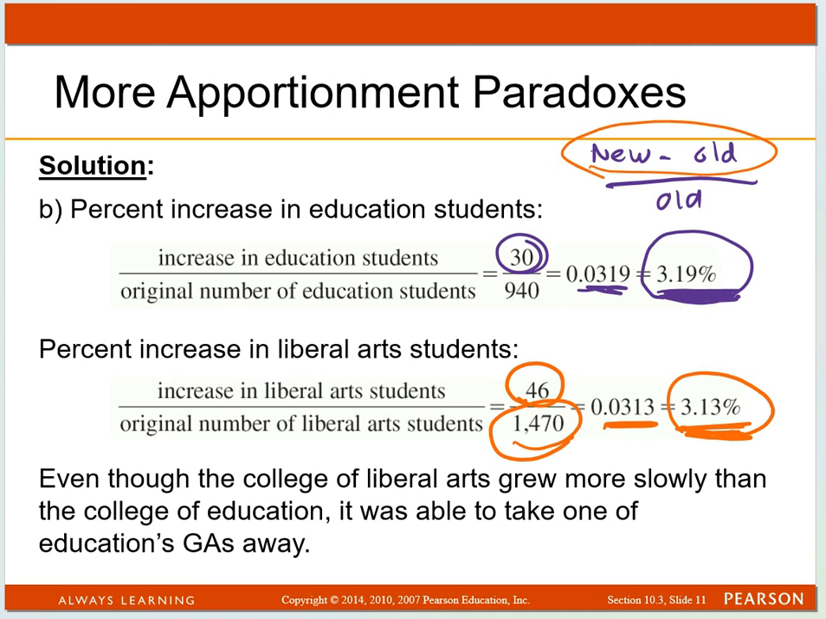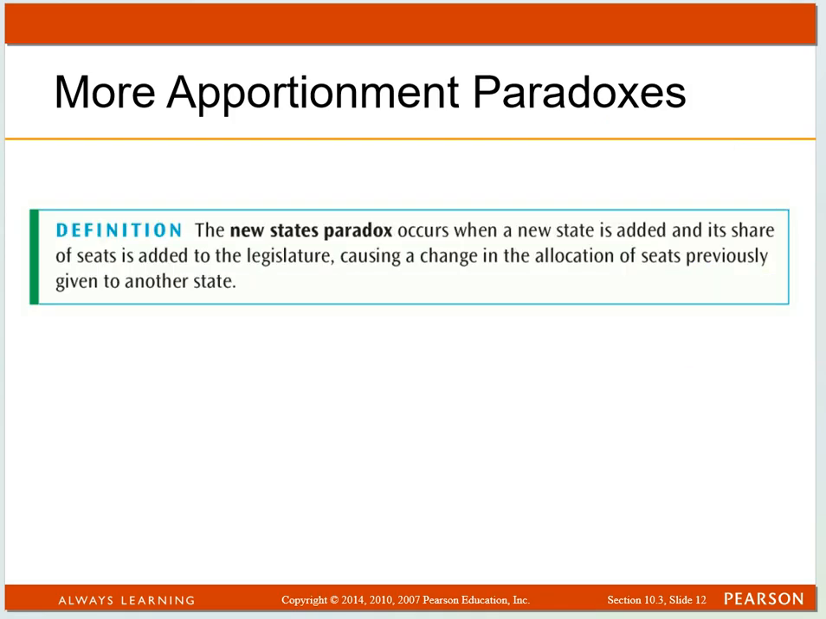But even though the College of Liberal Arts grew more slowly than the College of Education, it was still able to take away one of education's GA students. And this is what they call the population paradox. It happens. Crap happens all the time. Which brings me to the new states paradox, and I will do that in a separate video.